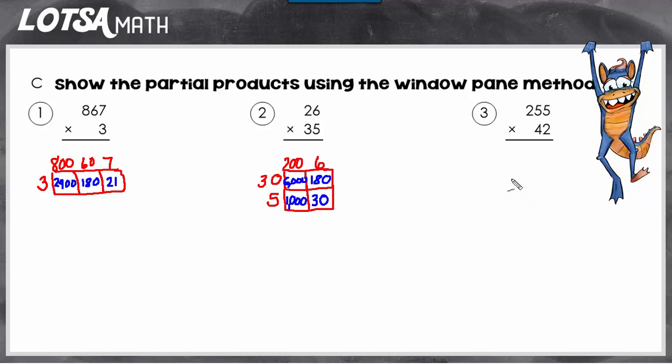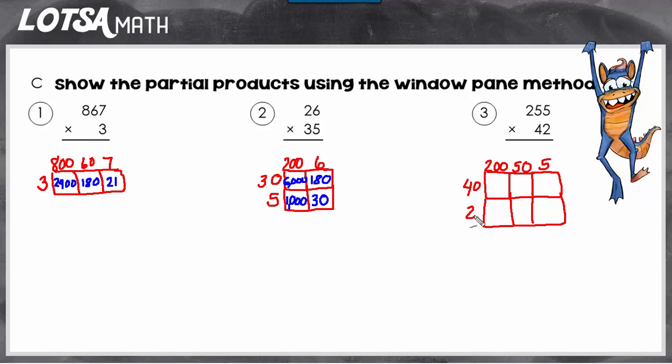Let's do one more. So this time I see a 3-digit by a 2-digit. So that means I'm going to need 3 squares. And I'm going to need 2 stacks. Above each of the squares, I'm going to write the value. So the value of the 2 is 200. The value of the 5 is 50. And the value of the other 5 is 5. Now at the beginning of each stack, I'm going to write the values of the multiplier. So the value of the 4 is 40, and the value of the 2 is 2.